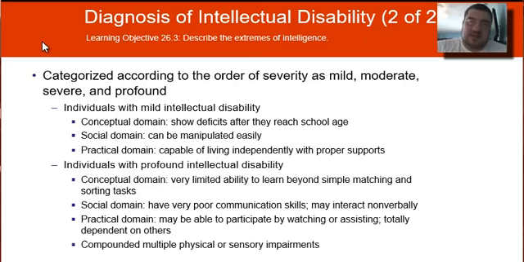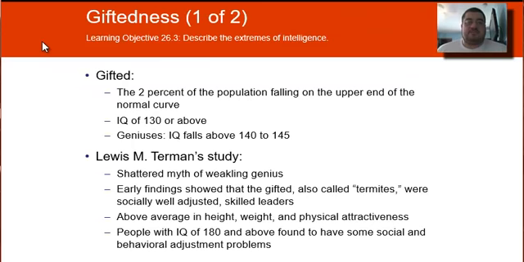And then at the other end of the spectrum, you have profound intellectual disability. We're talking about people with an IQ of lower than 20. They're very limited to learn beyond simple matching and sorting tasks. They're very poor at communicating. Some may not communicate at all and have to interact non-verbally. They may be able to participate by watching or assisting in practical tasks, but they are totally dependent on others, and they may have multiple physical or sensory impairments. So it is a very sad situation, but it is categorized as a profound intellectual disability.